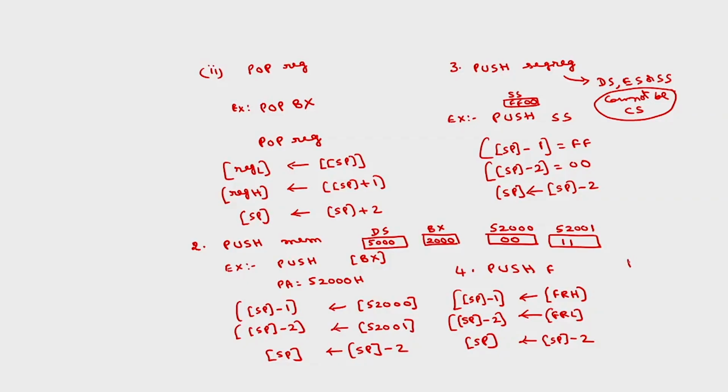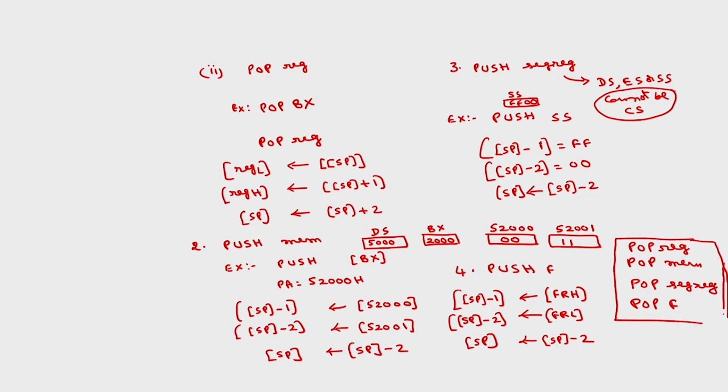This is pop register. We can have similarly pop memory, pop segment register, pop flag. So totally we have 4 pop instructions correspondingly. These are the reverse operation to push. The operations inside this will be similar to this.